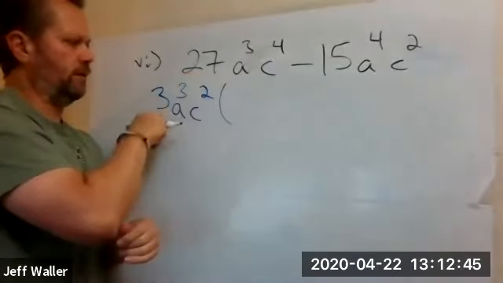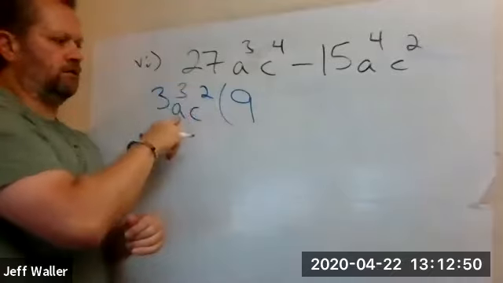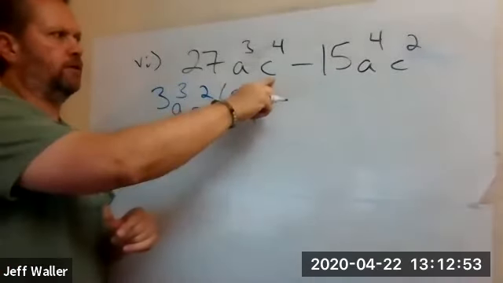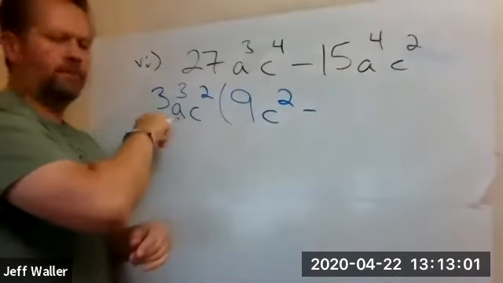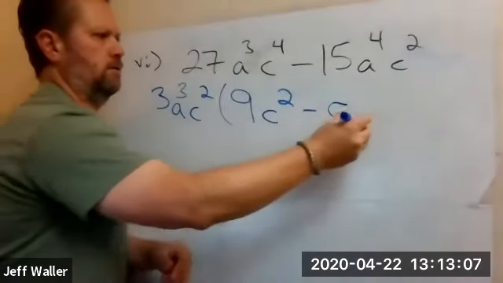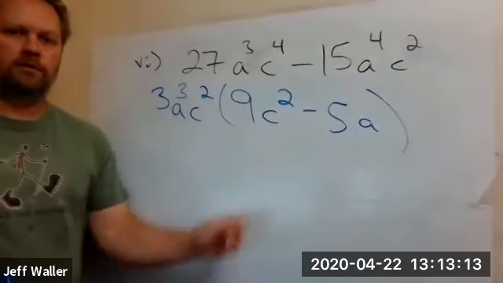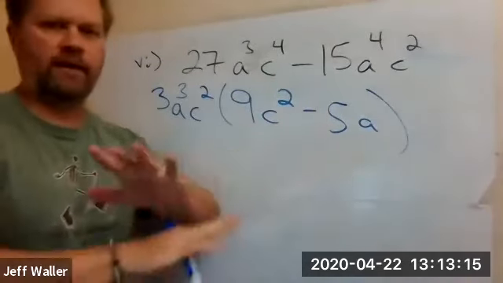2. So then you put the first term, what's left here, 27 divided by 3. 9. You had 3 A's, you took them. No A's. You had 4 C's, you took 2. 2. Minus 15 divided by 3. 5. I had 4 A's, I took 3. 1 A. I had 2 C's, I took them. Done. Nothing but C's, nothing but A's. 9 and 5 got nothing in common. I know I'm done. Next problem.